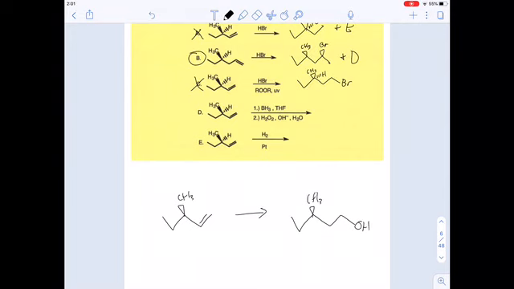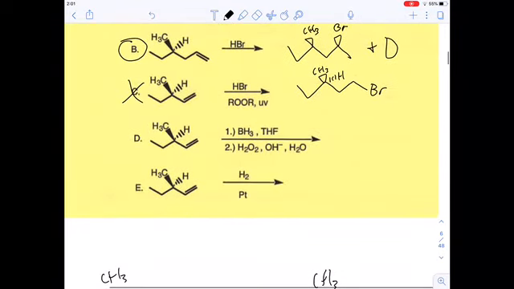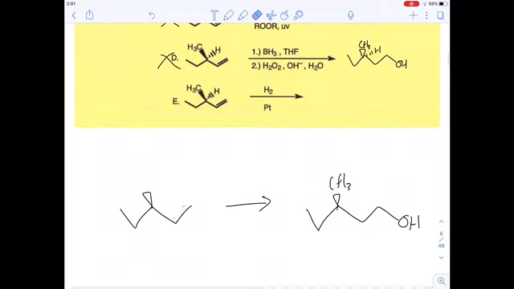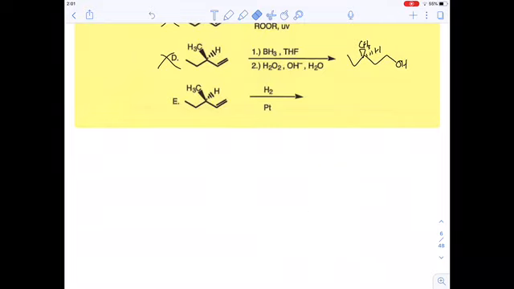Again, the OH carbon is not a chiral center because it's bonded to 2 H's, and you need to be bonded to 4 different things to be unique, so you're not going to get the pair of diastereomers that you want. Okay, so not D. And finally, E is just the syn addition of 2 H's. So you're going to go from the double bond to the single bond, just like that.